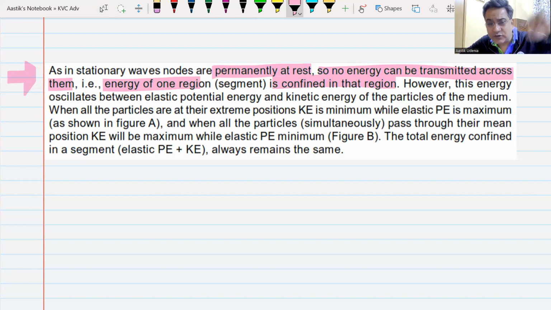But this energy keeps on changing from potential to kinetic to potential to kinetic, because it is a simple harmonic motion. Do we understand this? Yes, sir.